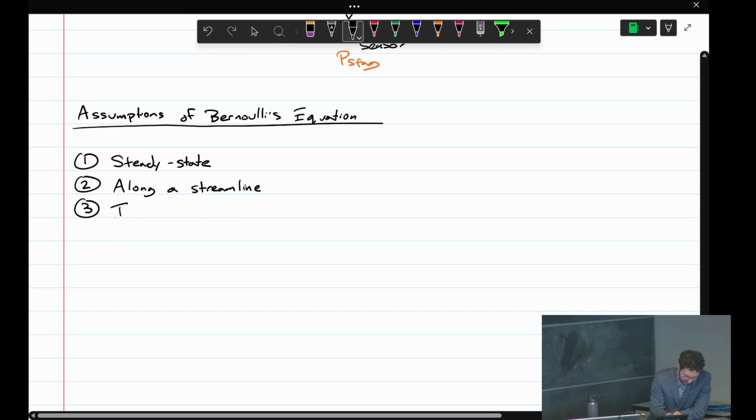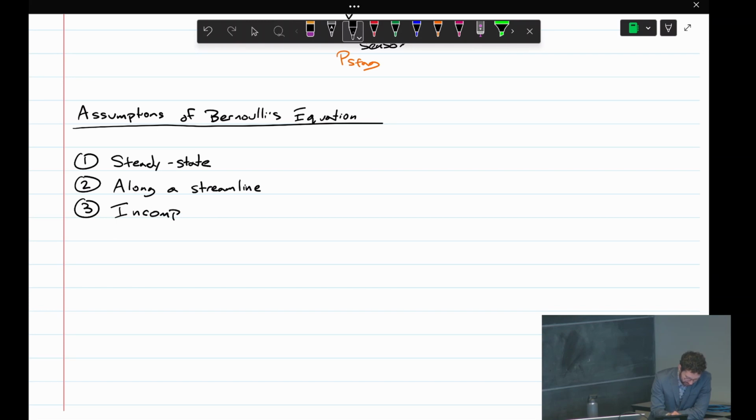Okay, it's only for incompressible flow in the form that I've shown here. It's for inviscid flow. That means no viscous effects.